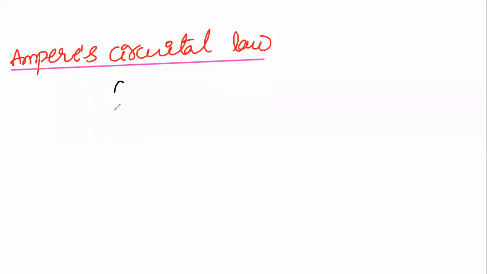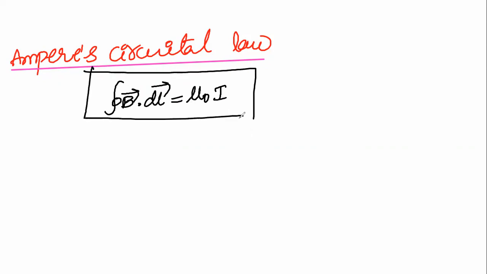Then according to Ampere's circuit law, the magnetic induction B bar dot dl bar, the line integral of the magnetic field around any closed path, is equal to mu naught times the net current enclosed by the surface. This is called Ampere's circuit law.